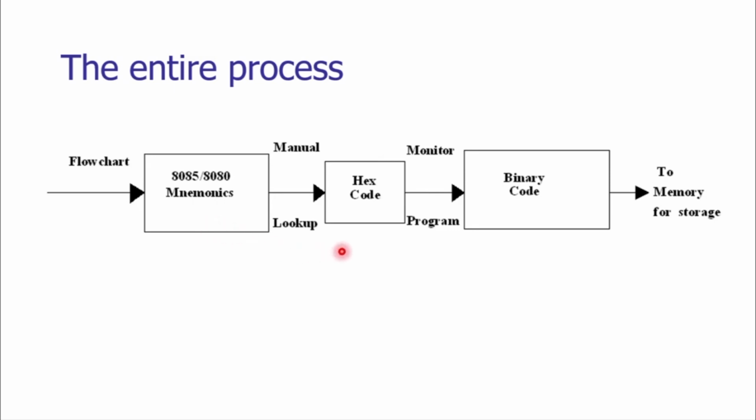We are looking up hex codes. Then we are converting those hex codes by using the monitor program into binary code. That binary code will be stored in the memory of the microprocessor. In a similar way, we can write simple programs.